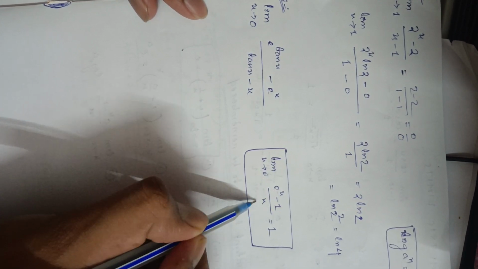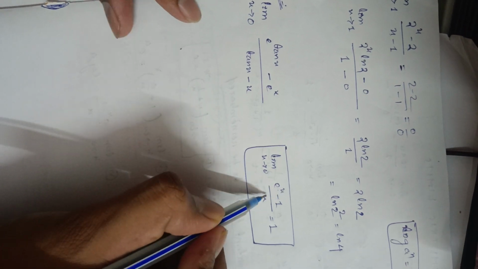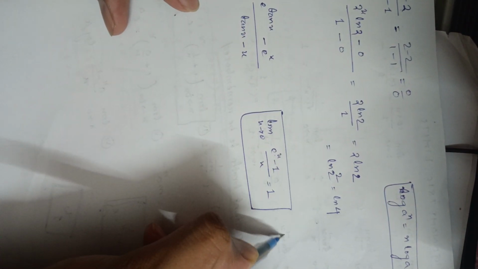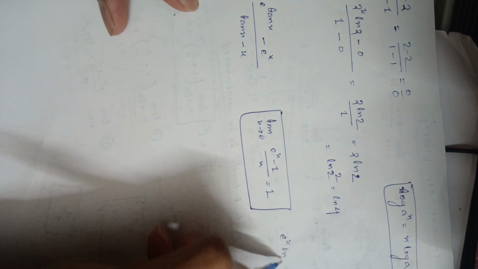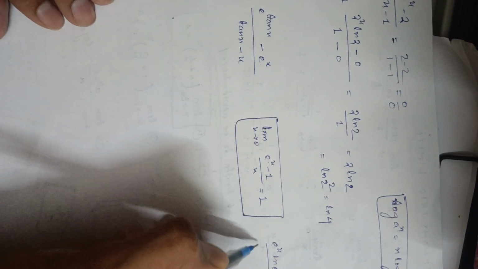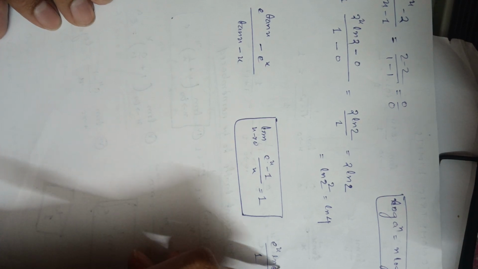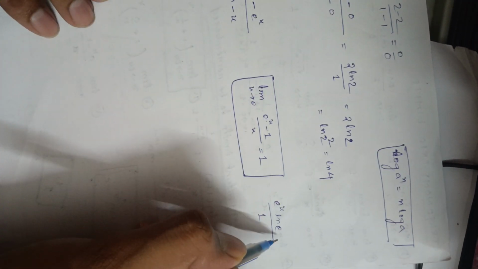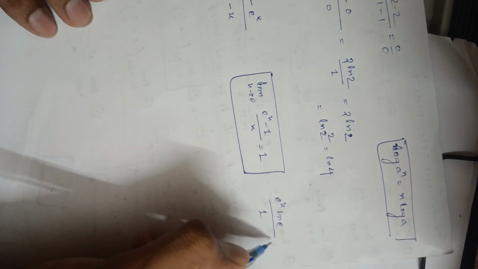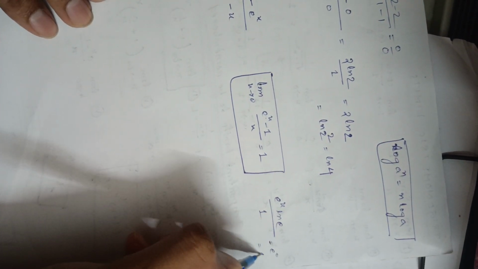Then it is again in the 0 by 0 form, so you can differentiate it. What is the differentiation of e power x? It will become e power x into ln e divided by the differentiation of x, which is 1. We know the value of ln e is equal to 1, and after putting 0 in place of x, it will become e power 0, which is equal to 1.